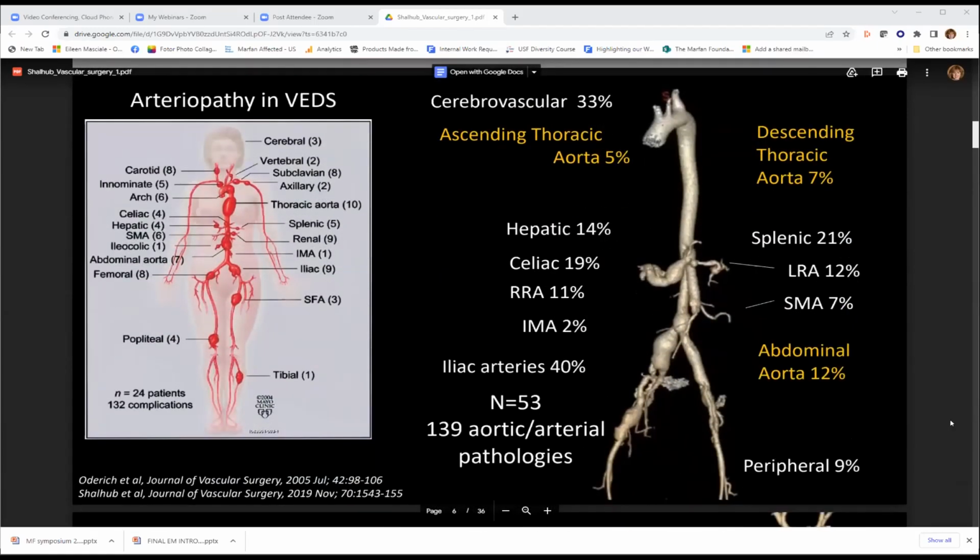You've seen this picture. This is from Gustavo Oderich's paper, where a few years ago he talked about the distribution of arteriopathy in vascular EDS. And then on the right-hand side is our paper from 2019, where we also looked at the same thing. But consistently, you can see that the arteries that are involved in vascular EDS are fairly similar in both experiences. And now we're seeing this also in the VEDS collaborative research study, which many of you are part of now, where we're, again, getting a lot of information about what arteries are involved. But you can see that the aorta can be involved, but to a much lesser extent than what we call the mesenteric arteries or the iliac arteries in people with vascular EDS. Next slide.